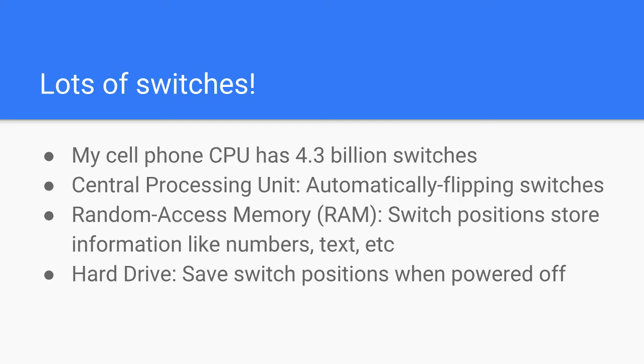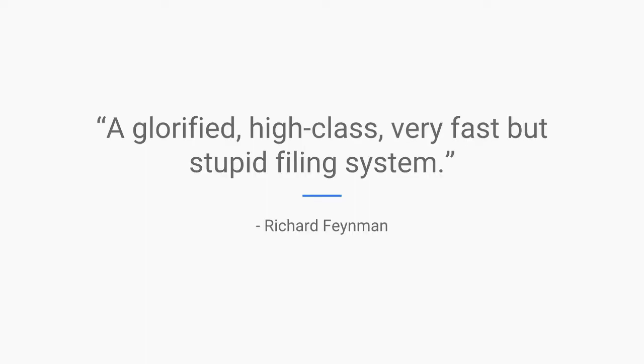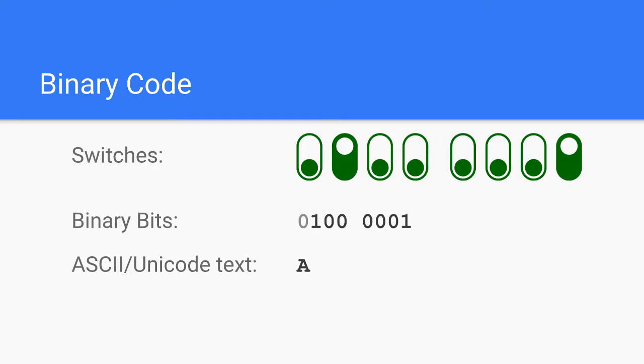So that's a lot of switches. This is how Richard Feynman describes it. He says it's a glorified, high-class, very fast but stupid filing system, which is pretty close. That makes sense when you think of it like that. Okay, so this is where the switches turn into meaning.